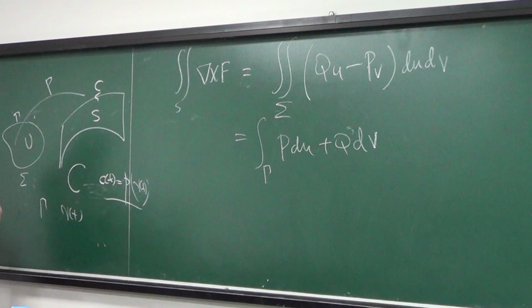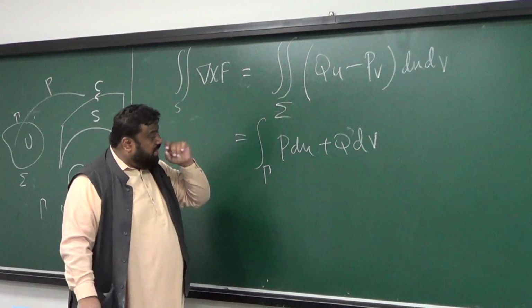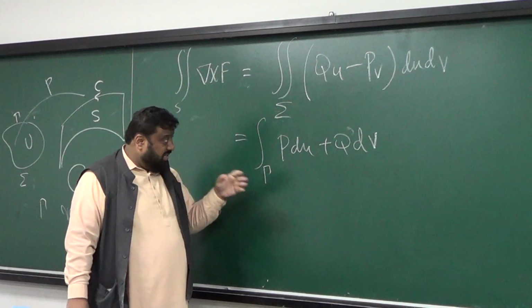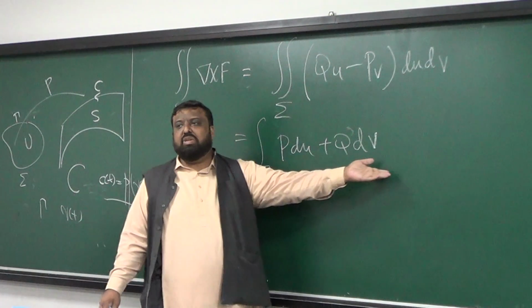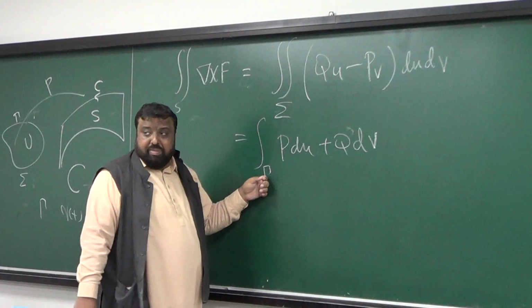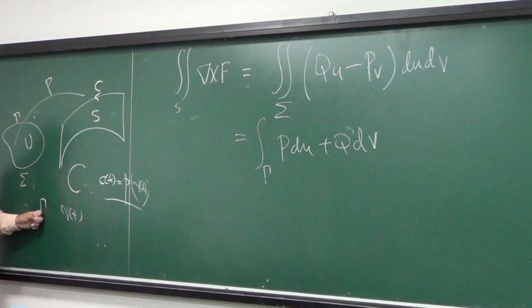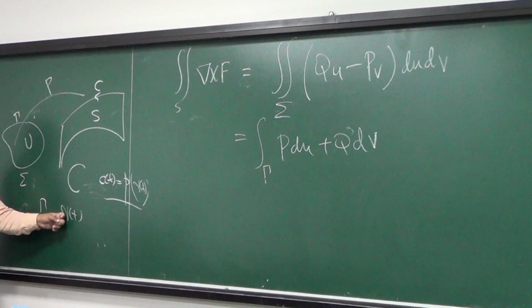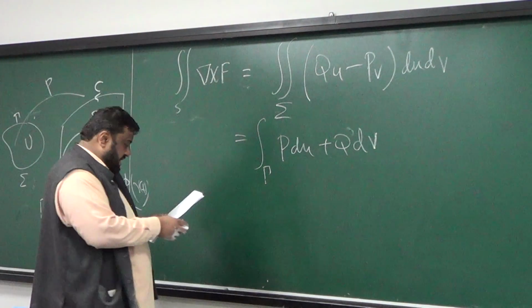Now I would like to do just 2-3 more lines, not more than that. If you want to write it more explicitly, you need the parameterization of gamma. But we have fixed that: gamma is parameterized by gamma of t.